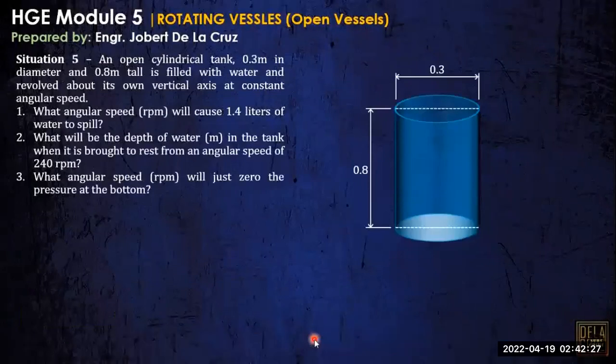An open cylindrical tank pa rin, 0.3 meters in diameter and 0.8 meters tall, as you can see in the figure, is filled with water. Filled meaning napuno siya ng water. Revolve about its own vertical axis at a constant angular speed. Okay, so ano yung mga tinatanong dito? What angular speed will cause 1.4 liters of water to spill? Okay, spilling na naman. Spilling of water.